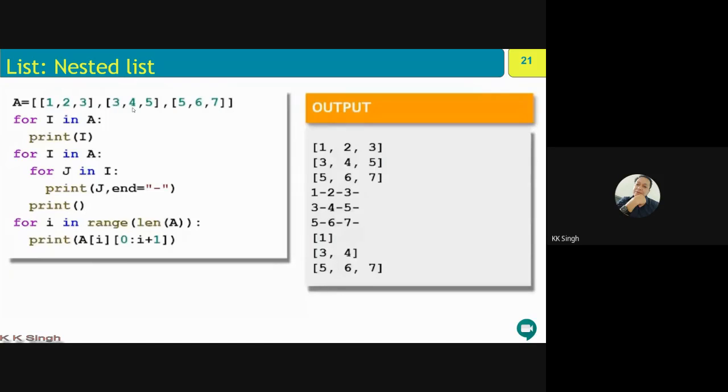So this is called list of the lists. And if you apply this, every time it will print one list. For I in A, print I. So there are only three elements. First element is the 1, 2, 3 list. Second element is the 3, 4, 5 list. And third element is the 5, 6, 7 list. So it will run 3 times, and every time it will print a list. List 0, list 1, and list 2.